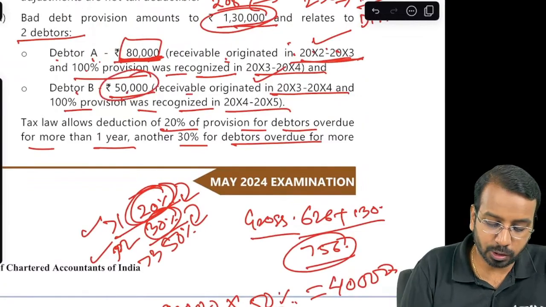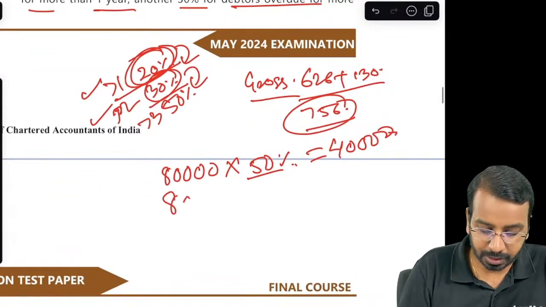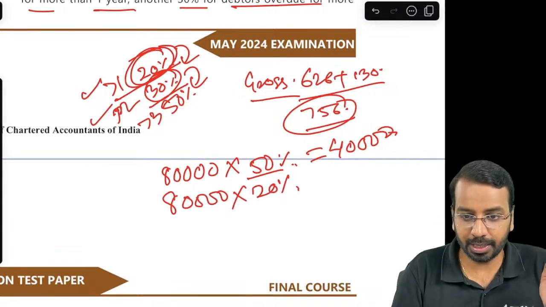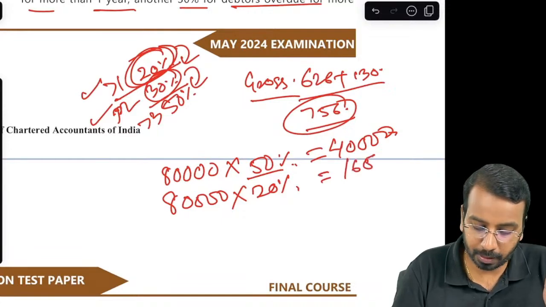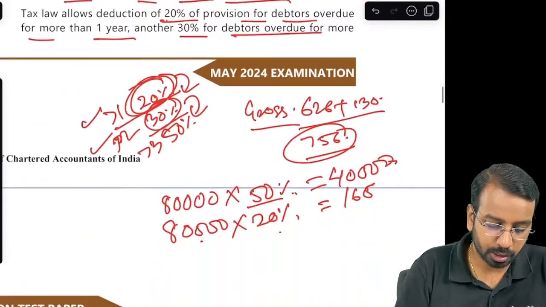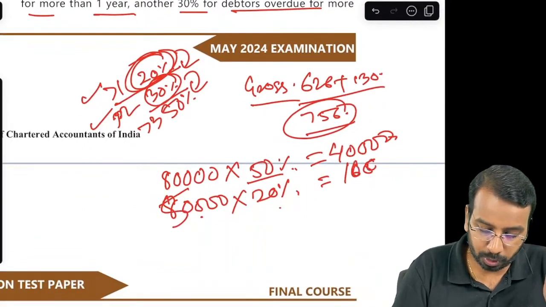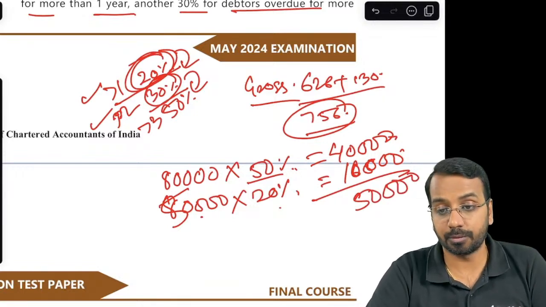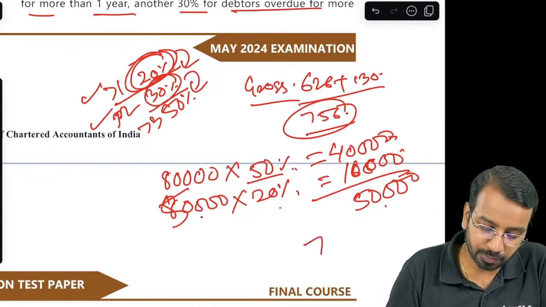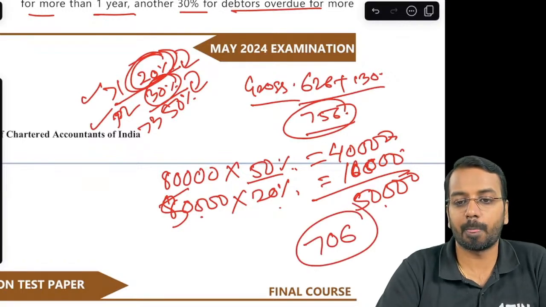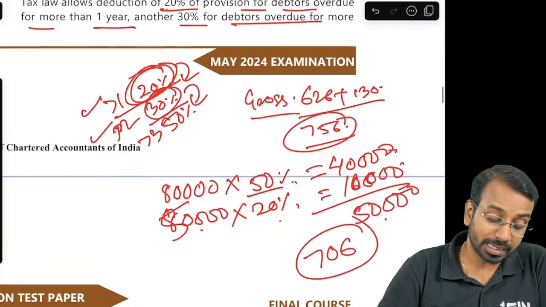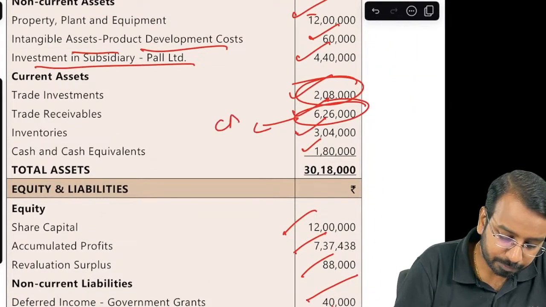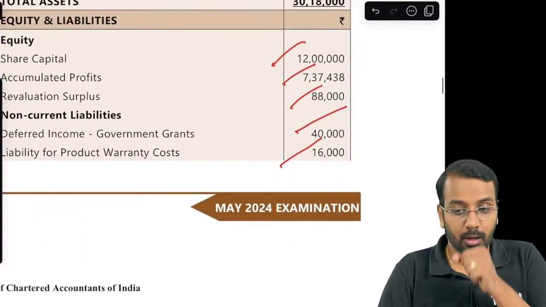For the second debtor 50,000 originated in 3, 4, what you will do? Only for year 4, year 5, 20% will be charged, right? Sorry, not 80,000, 50,000. 50,000 into 20%, 10,000. So total allowed for the purpose of tax is how much? 50,000. So 756 minus 50, 706 is the tax base. 706 is the tax base. What is our base? See, for our base, carrying amount is this only. So ours is 626.